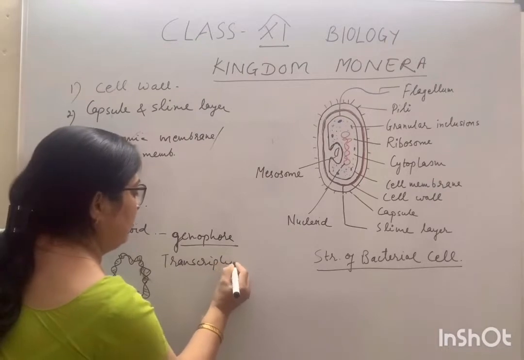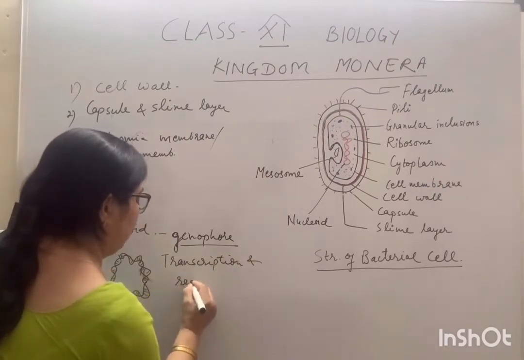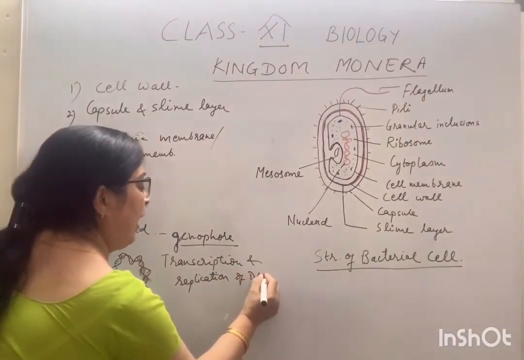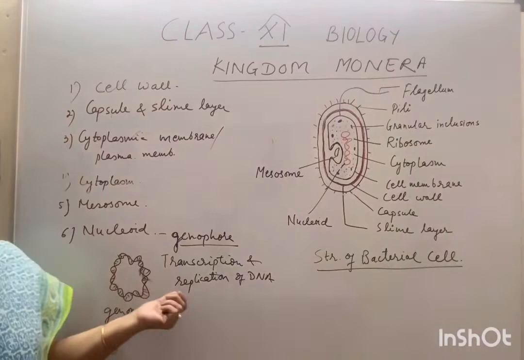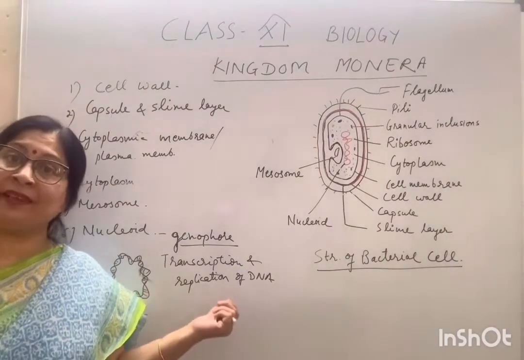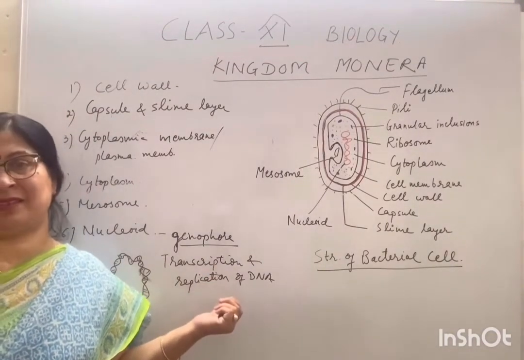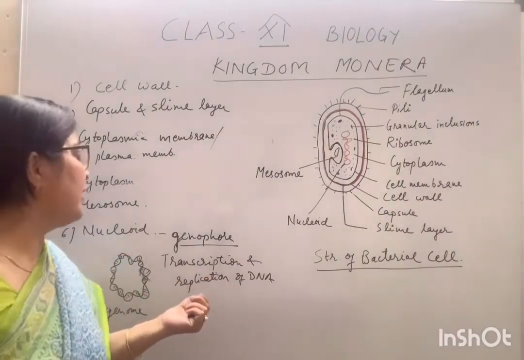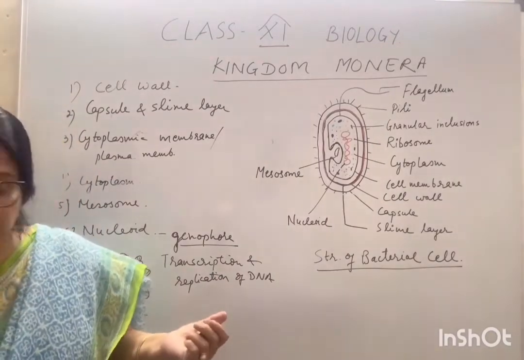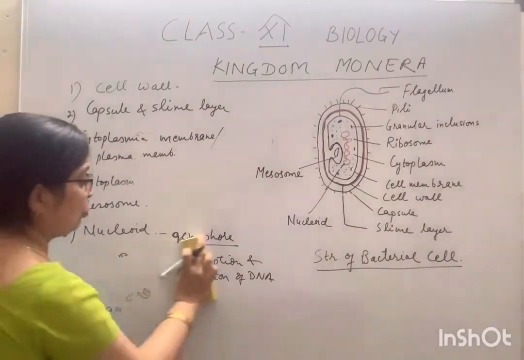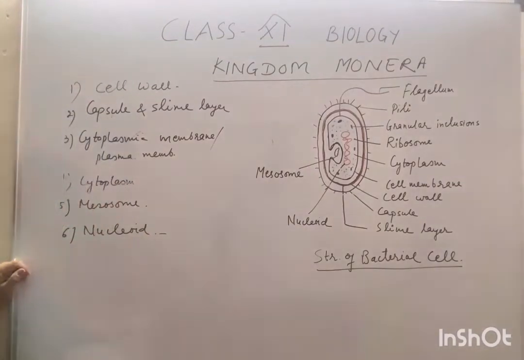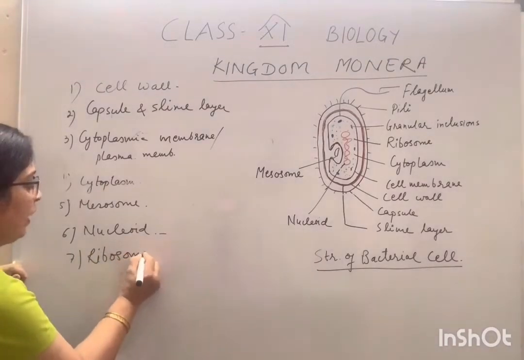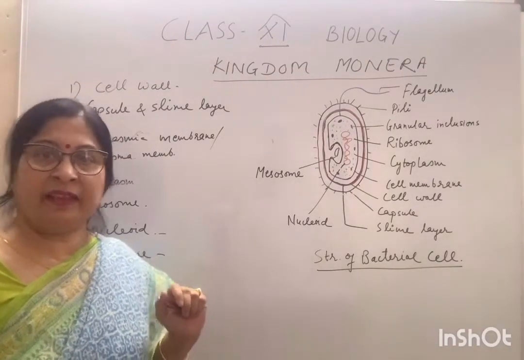Transcription and replication of DNA. And transcription and replication is not possible without enzyme. So enzyme acts as a catalyst. Clear? So enzyme acts as a catalyst for the transcription and replication of DNA. Now next is ribosomes. Next is ribosome. Ribosomes are rounded granular structures, and these are present.